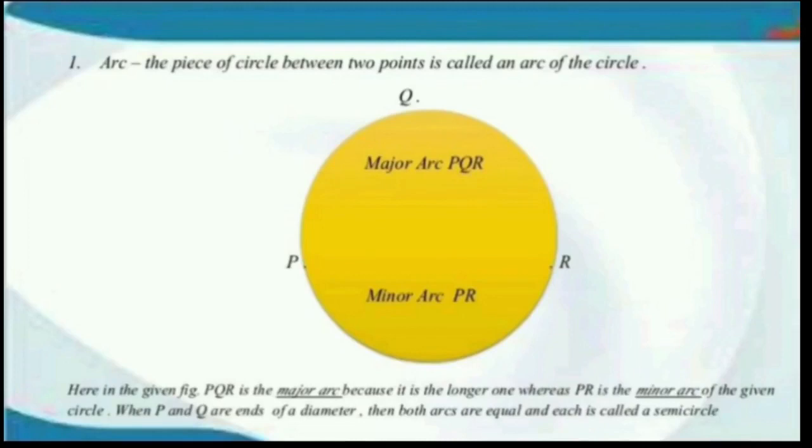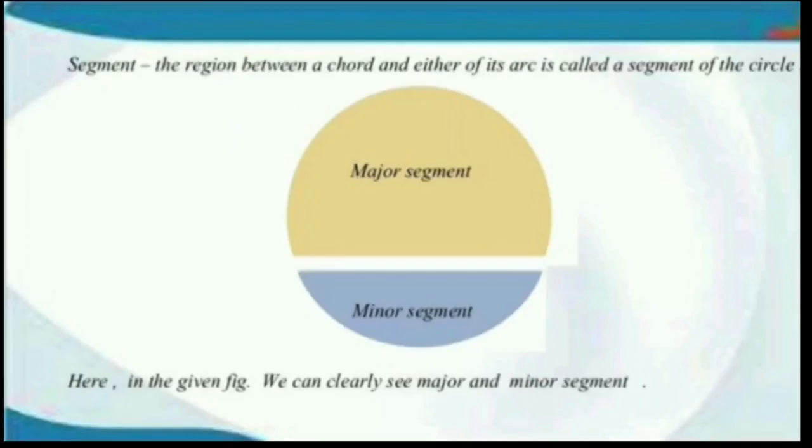We know that an arc is the piece of a circle between two points. In this figure, PQR is the major arc because it's the longer one, whereas PR is the minor arc of the given circle. Now we are talking about the segment of a circle.